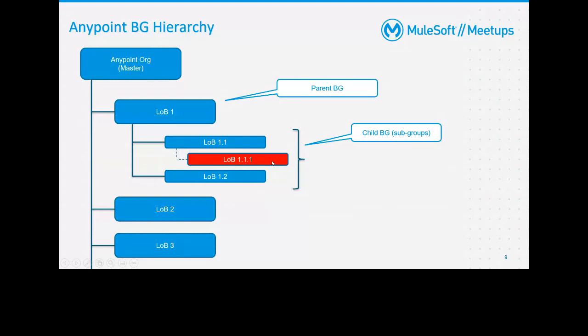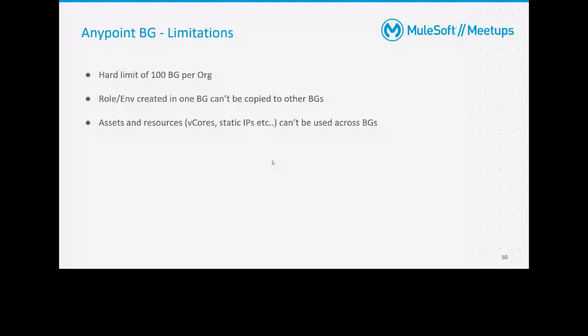So let's look at the limitations. As I mentioned, for any ARG, irrespective of license type, whether platinum or titanium, there is a hard limit of 100 business groups per organization. This is a very crucial point in deciding how we plan our strategy for the next 10 or 15 years down the line. Initial planning should be done perfectly, otherwise the re-ARG is going to be a problem.